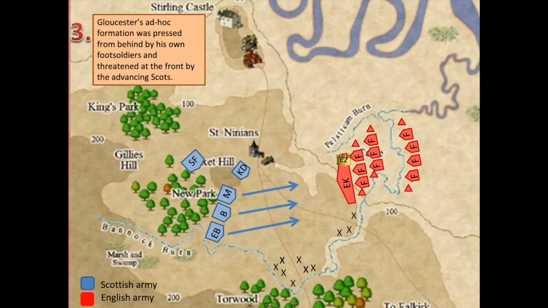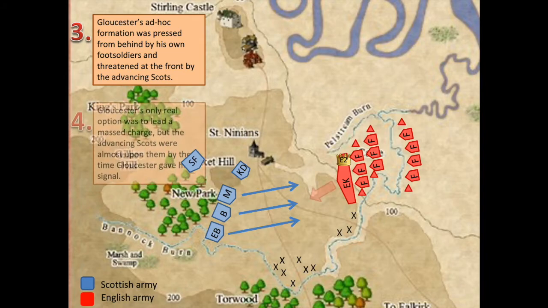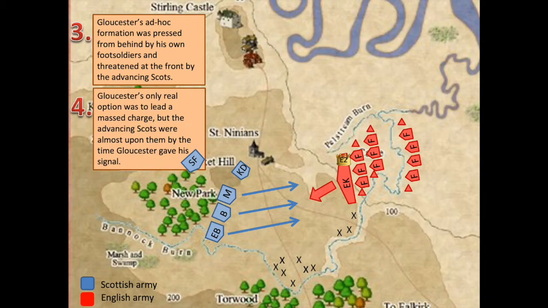So Gloucester's ad hoc formation was pressed from behind that morning by his own foot soldiers, who were coming across the Bannockburn, getting ready to set up for the fight that is surely coming very quickly, pushing forward, trying to make space, and basically unsettling the knights as they try to line up their chargers, ready to take a formation and begin the battle. Edward's knights are also threatened by the advancing Scots, who suddenly rise up from being blessed by the priests, and instead of sitting and waiting on the top of the hill for the English to charge in at them, as Edward thoroughly expected, the Scots mounted their own charge.